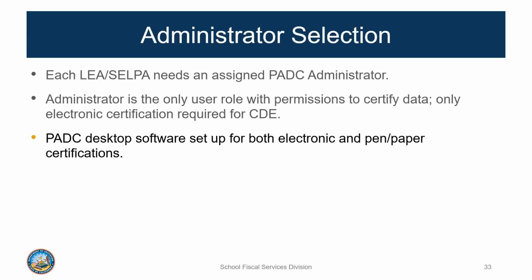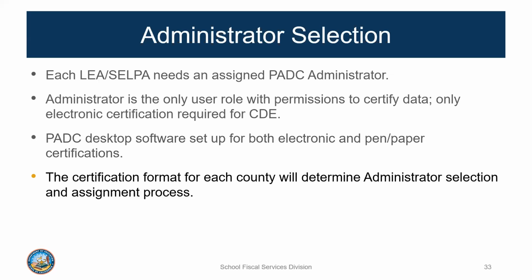fund the LEAs. Now, remember that for comparison, the desktop software is set up for both electronic and paper certifications. So we're thinking it's, first of all, possible and probably quite common with the desktop software to have one person key the data, electronically certify and export, and a different person, a superintendent or designee, to sign the paper certifications before or after export. So now that there is an option for electronic certification, the format that each county decides to follow will determine the administrative assignment and selection process.